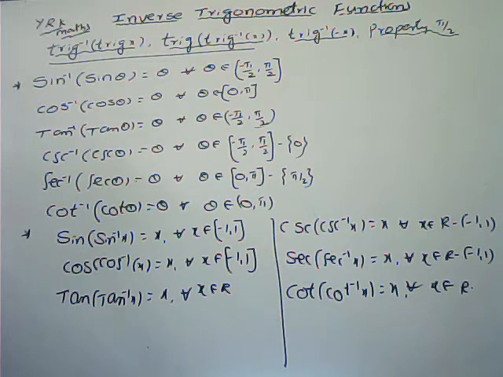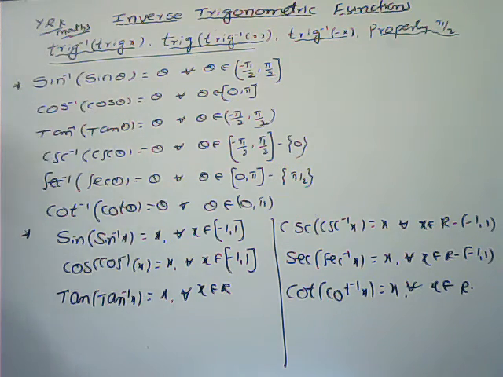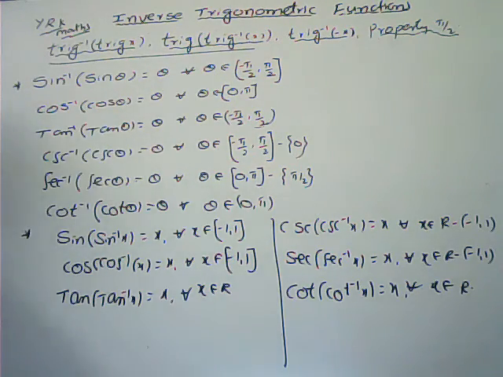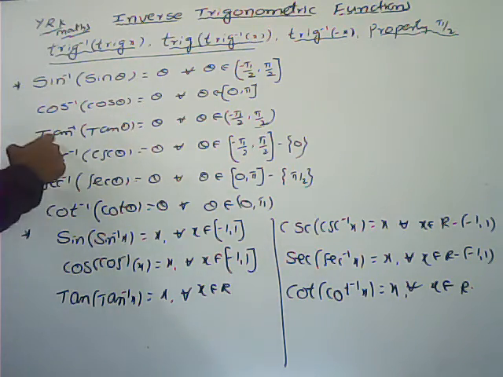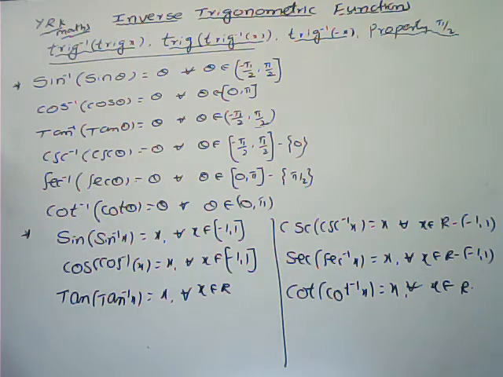Based on that, sine and all the trigonometric functions are bijective functions in their restricted domain. So here we can write sine inverse of sine theta, the composite of these two functions, is equal to theta, for every theta belonging to minus pi by 2 to pi by 2, the restricted domain of sine. Cos inverse of cos theta is equal to theta for every theta belonging to 0 to pi. Tan inverse of tan theta is equal to theta for every theta belonging to the open interval minus pi by 2 to pi by 2.